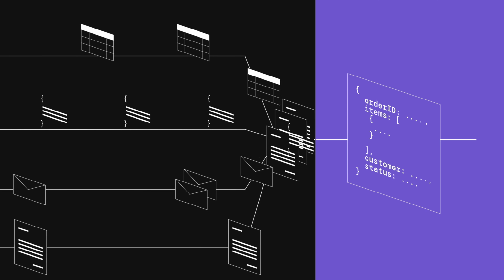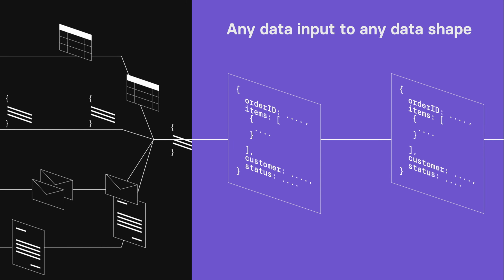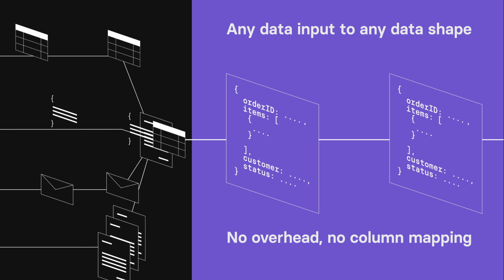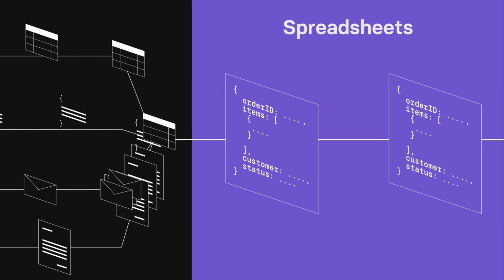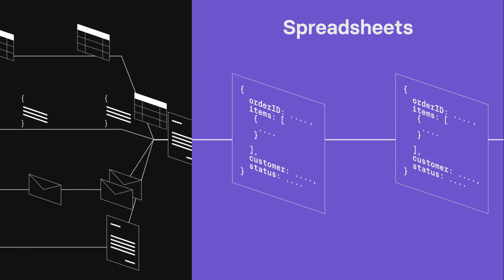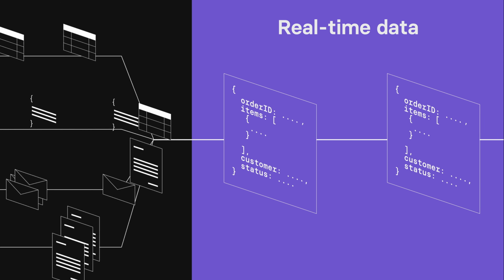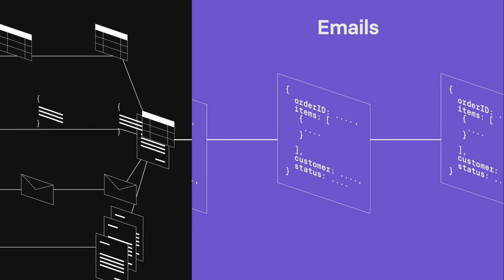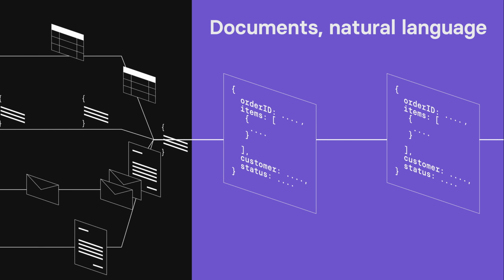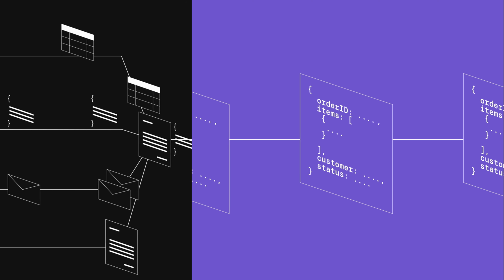BEM is a data interface that transforms any input, structured or unstructured, into any data shape you need without overhead or configuration. With BEM, you can transform spreadsheets with hundreds of thousands of rows in seconds, no column mapping or overhead needed. Real-time data from other systems, emails with or without attachments, documents, natural language, and everything in between. Best of all, it takes minutes to onboard.